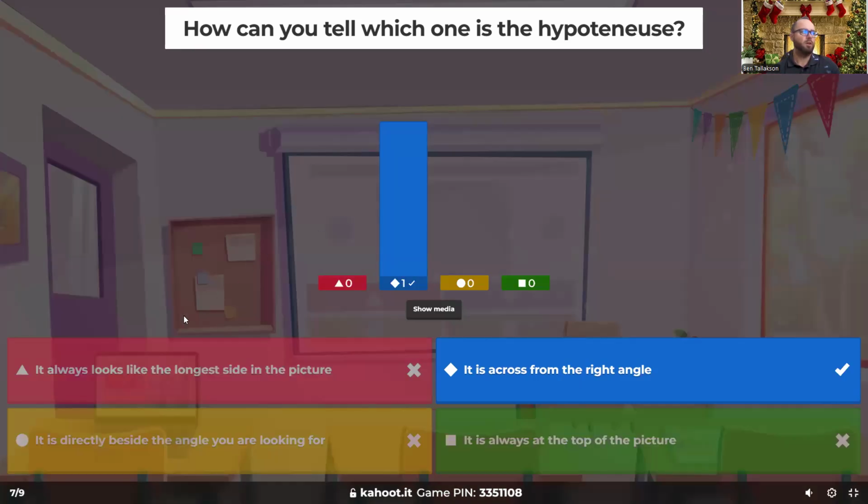Hey, if you said it always looks like the longest side, well, that's subjective, right? The two sides, one might look a little longer than the other, but you can't go off that. Most mathematicians aren't artists, and it may not be drawn perfectly to scale. But what you do know for sure is that the hypotenuse is always across from the right angle. It's the opposite of the right angle.